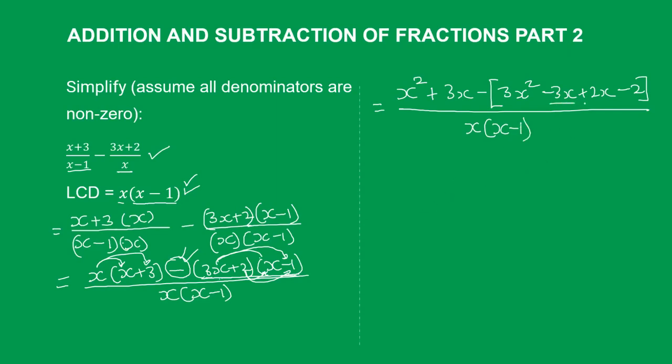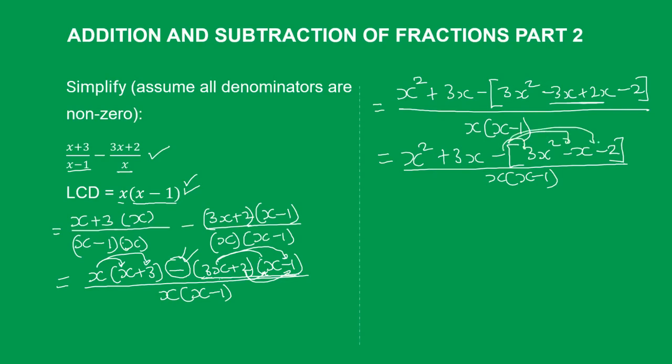Now we can even simplify. These are like terms. We can simplify this part. So we have x squared plus 3x minus 3x squared minus x minus 2, all this over x times x minus 1. Now we can distribute this negative 1. Then it becomes x squared plus 3x minus 3x squared plus x plus 2 over x times x minus 1.